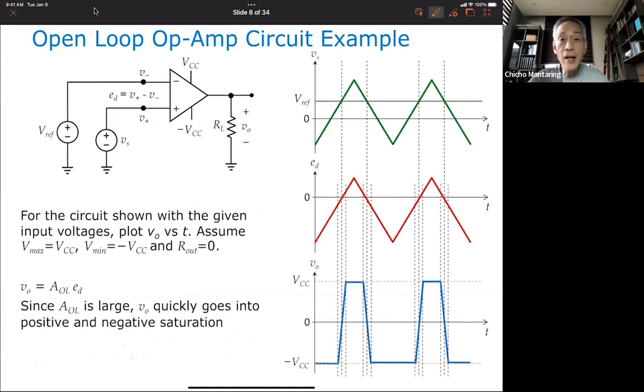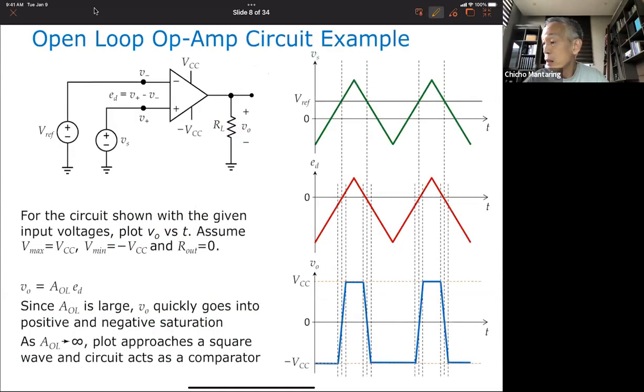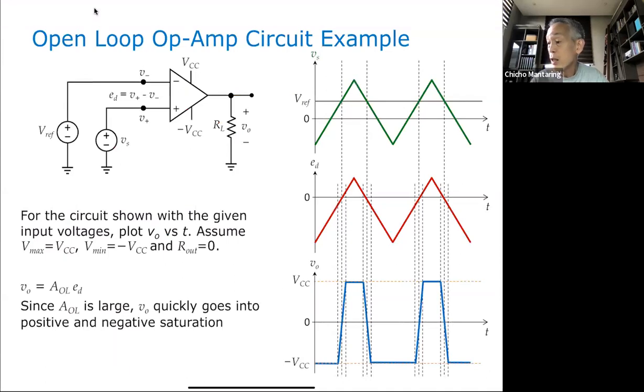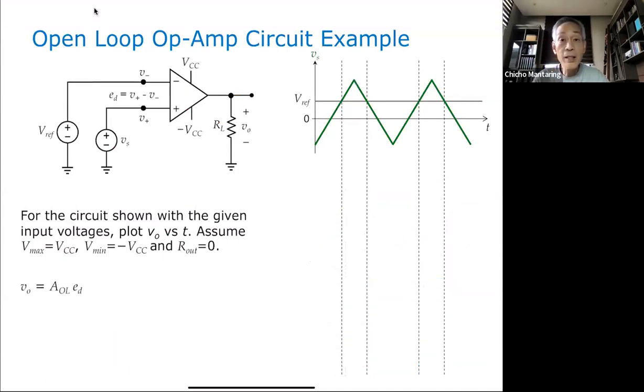Okay, let's take an example. We call this an open loop op-amp circuit example. For the circuit shown with the given input voltages, plot V sub O versus t. So I have a circuit here. What is connected to my non-inverting input is a signal, and the shape of that signal is this green curve, V sub S.